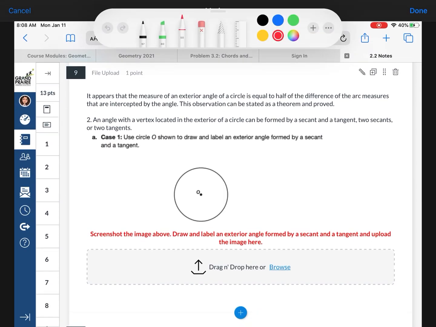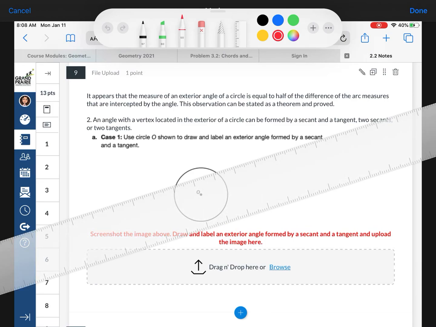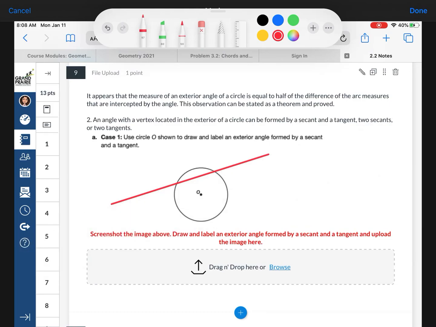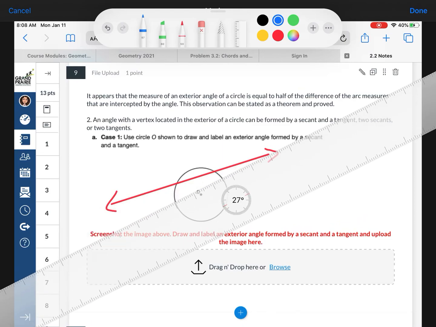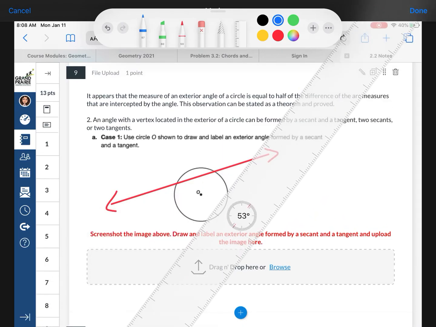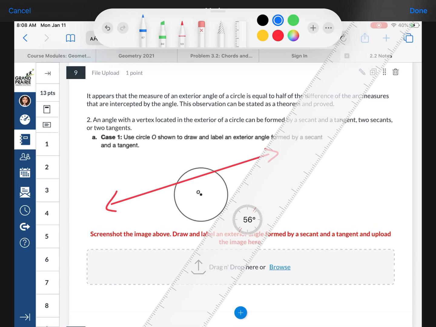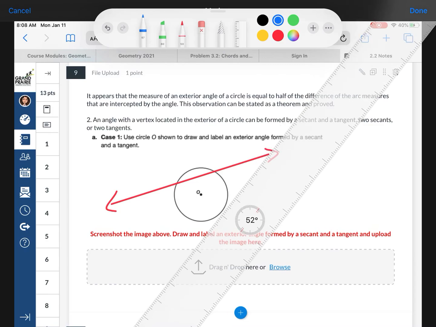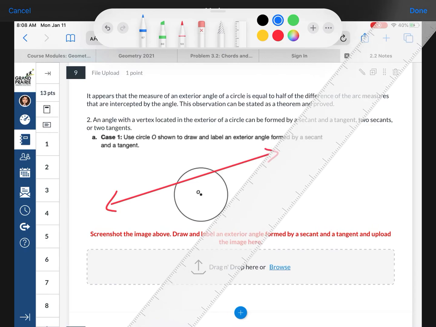And they want us to draw a secant. So I'm going to go ahead and draw a secant. And remember, a secant is a line that goes into the circle and out the other end. And it's a line, so that means it's got arrows. And then I'm going to draw a tangent. Remember, a tangent has to intersect it, and it touches the circle at just one point. So I'm just going to go ahead and draw it like this.